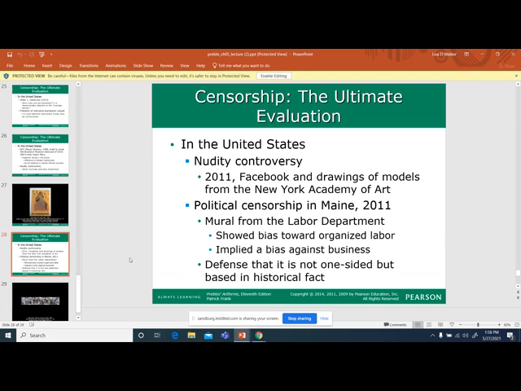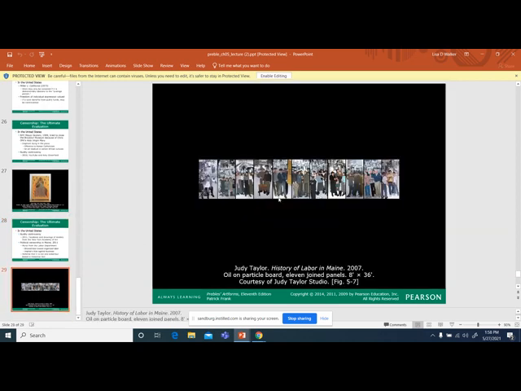Political censorship sometimes happens. There was a mural in the Labor Department, and it showed bias towards organized labor and a bias against business. Well, people were incensed because you can't do that. That's one-sided. Here we see the history of labor in Maine showing laborers. I don't even know why that's surprising.